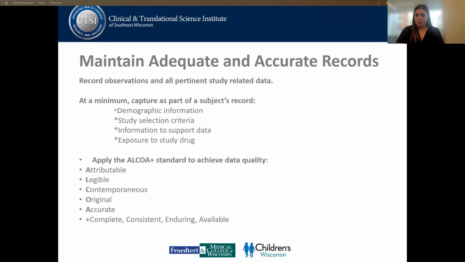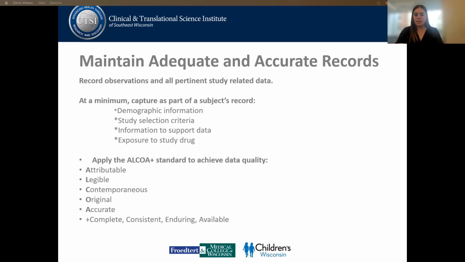It should be original. So all data should be original data, not copies or modified versions. Should be accurate, meaning you're following good documentation practices and inputting correct and unedited data. It should be complete. So you should keep all generated data. So even if the original data points aren't in use, there should be a complete audit trail that features the data modifications and any time any such edits were made.